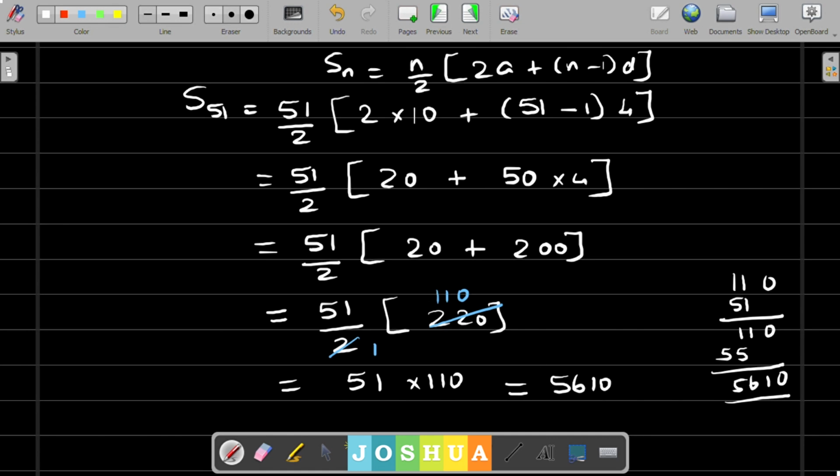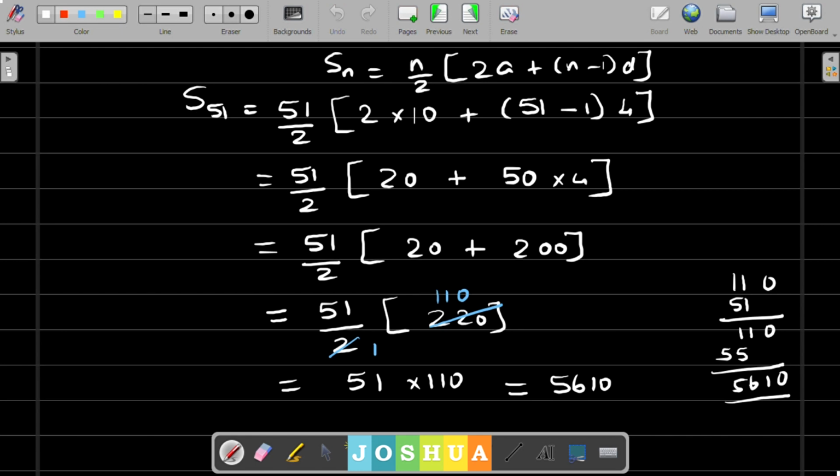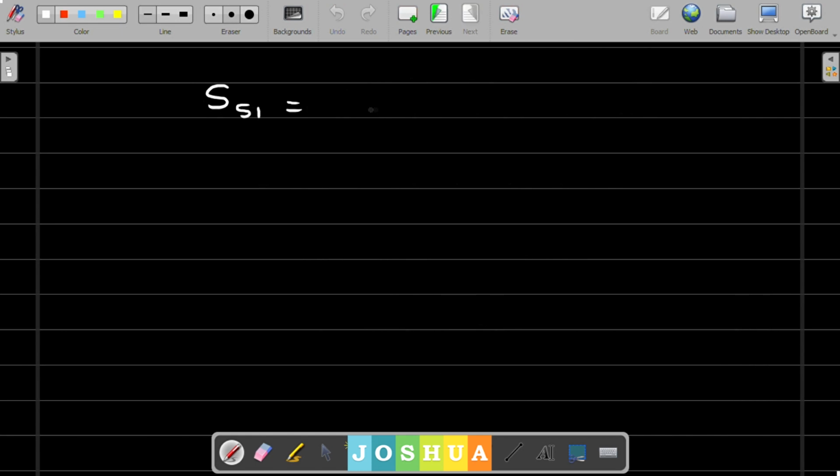Write the answer on the next page. So the sum of 51 terms for the given AP is equal to 5610. It is better to write it in sentence form: the sum of 51 terms of the given AP is 5610.